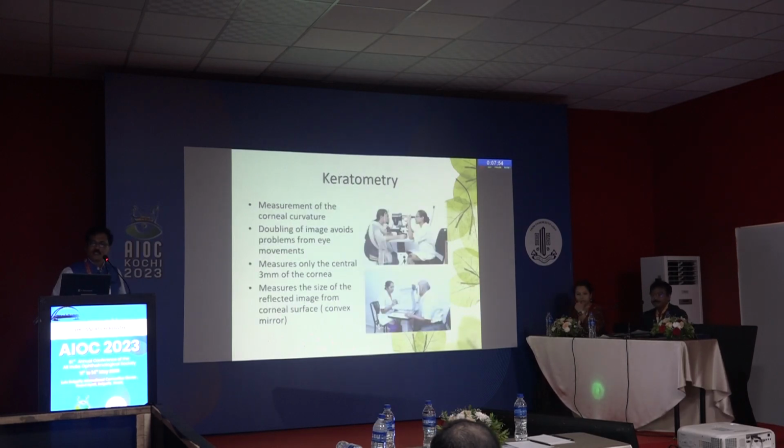Keratometry measures, again, there are different ways of doing it, the manual one and the automated one. Here also it is better if you have both, because one method will validate the other. So always check the manual as well as the automated in all patients.